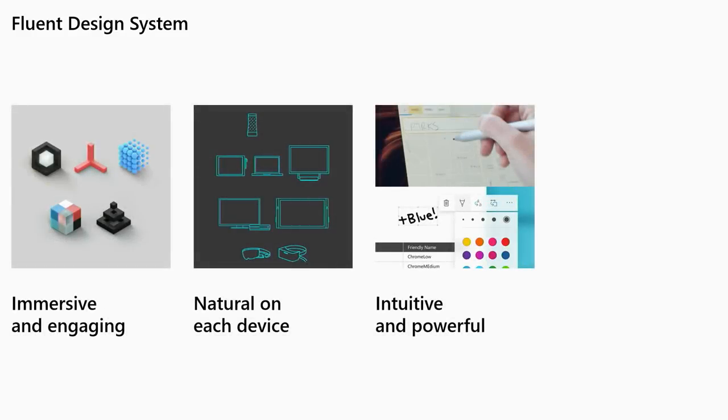And let's take a quick look back at what we shared with you last time. A set of 3 principles that helped you build experiences in line with the Fluent philosophy. Immersive and engaging, natural on each device, and intuitive and powerful. We shared a set of concepts that would enhance your experiences with light, scale, depth, materials, and motion. We encouraged everyone to think about Fluent from 0D to 3D across all device types. And we introduced a set of treatments to help create beautiful and intuitive apps with acrylic, reveal, and elevation.